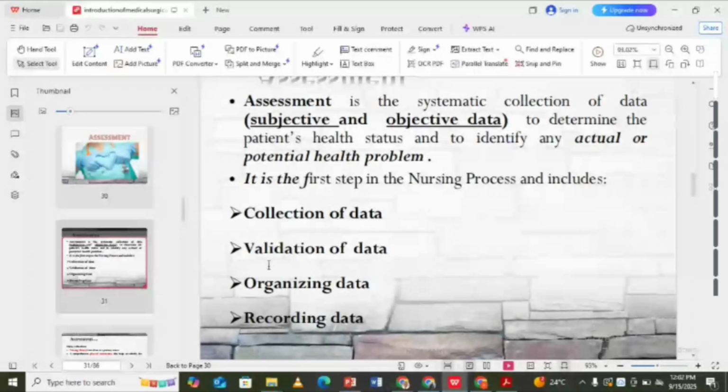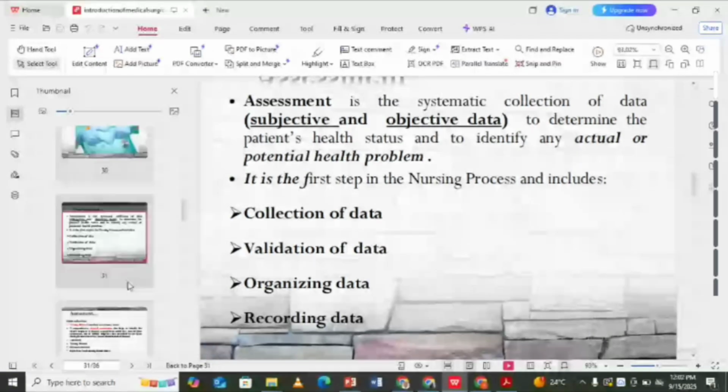Use others. You can use family members, caregivers, the medical records, and previous healthcare providers. Those are going to give you additional information across time. See if it remains the same, or keeps on changing at different times. That is validation. So you validate, you organize, then you record that data.